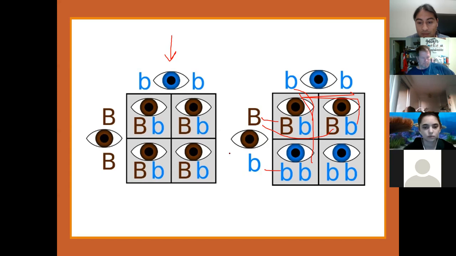based on this, just give me a second, my computer screen is moving a little bit. Give me a second.